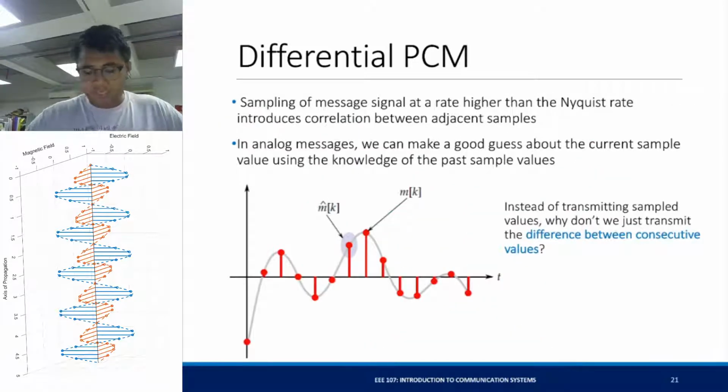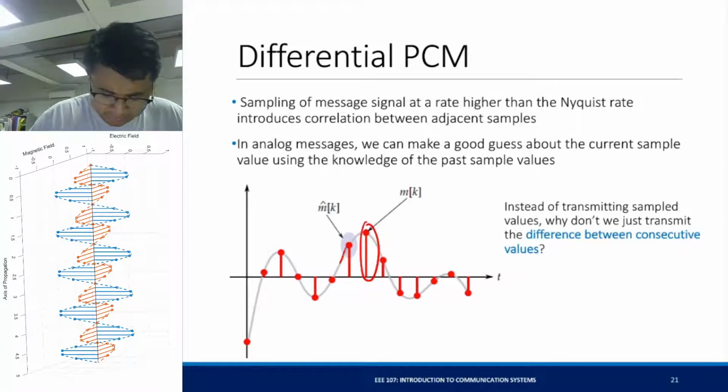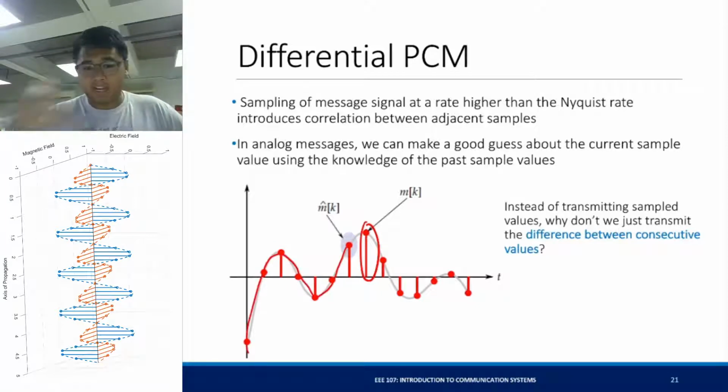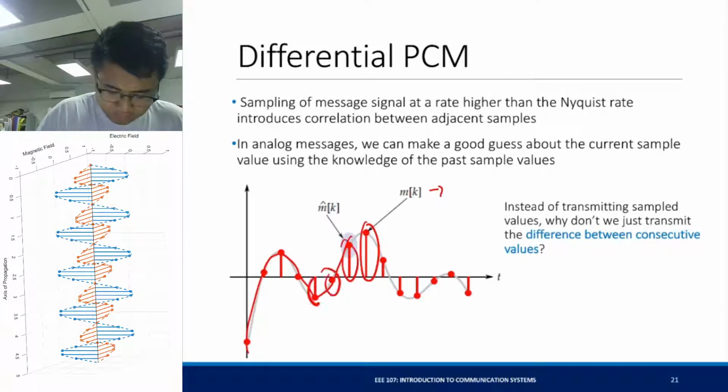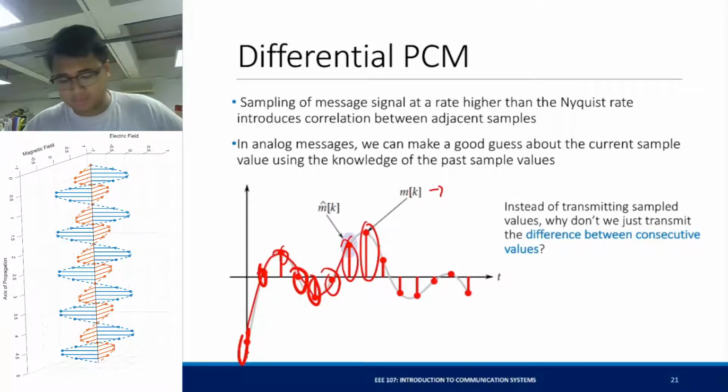So if we sample the signal at different points, right, and we know that the current value is correlated to the past values, depending on how fast the statistical properties of the signal change with time. If it's highly correlated, then we're able to predict this based on the data that we get from the past sampled values. So instead of just transmitting the immediate values, since they are correlated, why don't we just transmit the difference between the values? Okay.